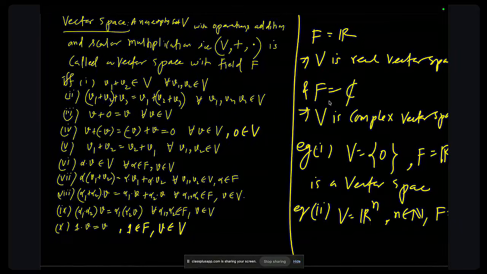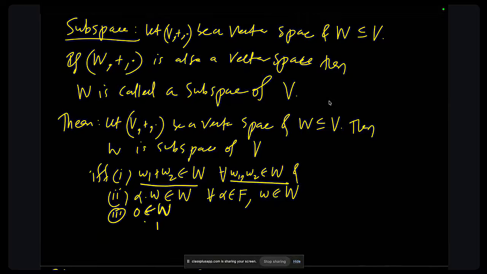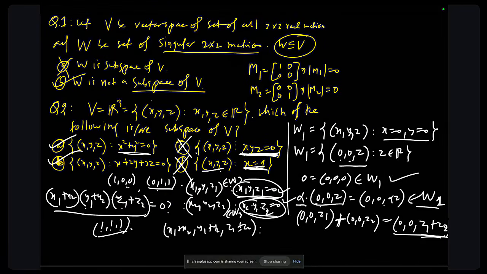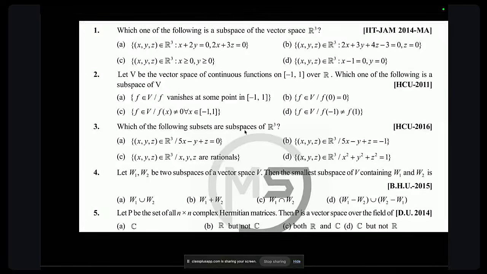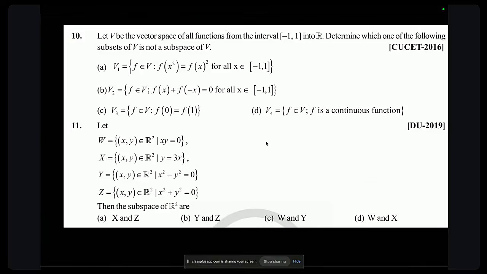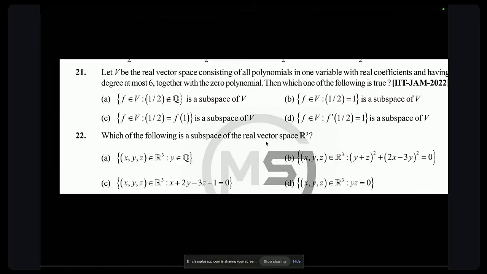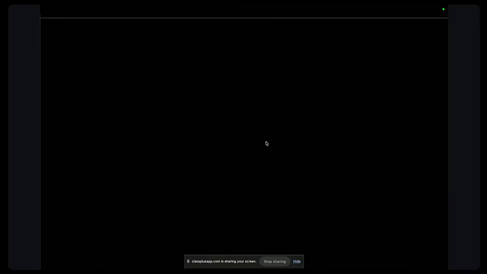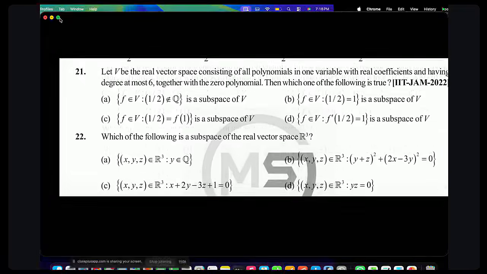So let's come to the next part. We presented this subspace. You know there are 3 conditions: the 0 vector should be there, the sum should be there, and scalar multiplication should be there. These were 2 examples that I was talking about. These are a few questions you can see, and later you can watch the video and solve them. These are a few homework problems you can try. I think that's all, and then next I will present the next part.